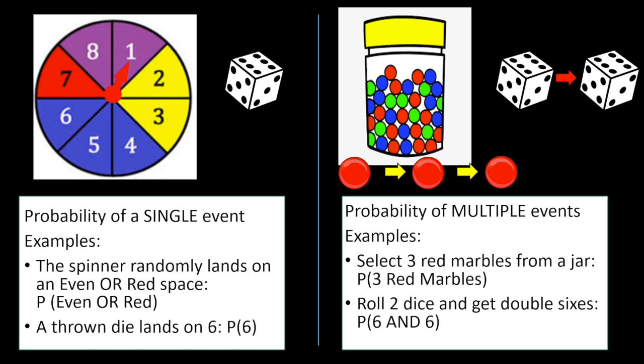An example of these might be selecting 3 red marbles out of a jar and the probability that you get all 3 marbles that are red. Or rolling 2 dice and getting double 6s. Now you have 2 different items that are involved. What's the probability of getting a 6 and then another 6?